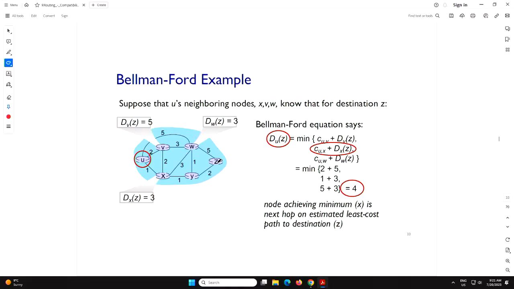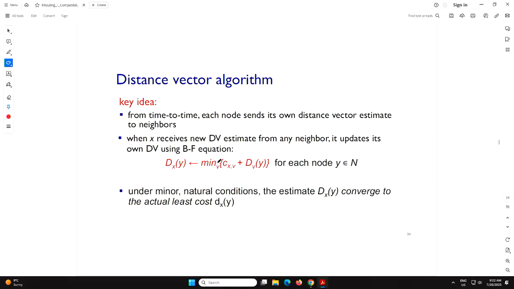Any other questions? This computation, is that clear? The minimum? Okay. As we look at more concrete examples, this should get better, but we can always go back, right? So that was the question. So from time to time, so every 30 seconds or something, it will update its distance vector to its neighbors.